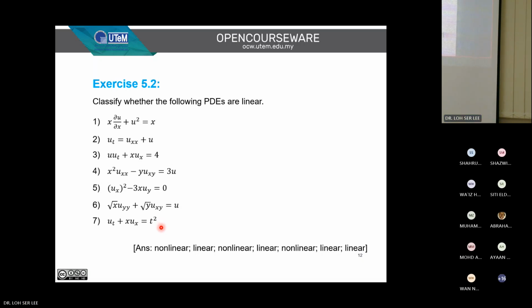Linear or non-linear? Linear. We just look at u. Remember this, we just look at u. The u must be power of 1. This is also power of 1. And the coefficients of the u terms, this is 1, this is x. They are not u. So linear. We don't look at the t squared because this is not u. It doesn't matter what the power of the independent variable is. We just look at the u terms. Any more questions for the linearity?